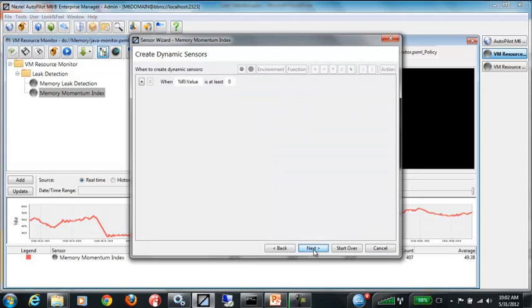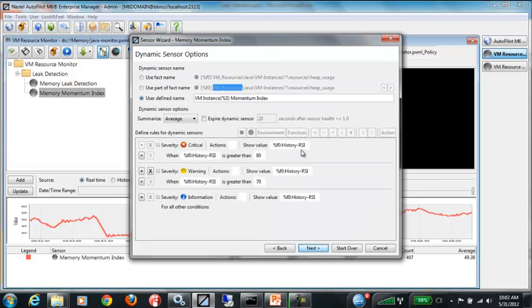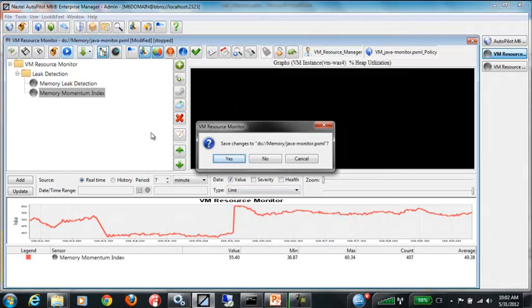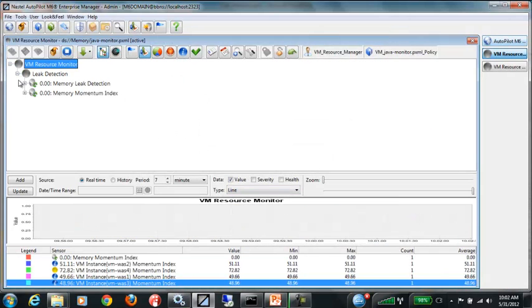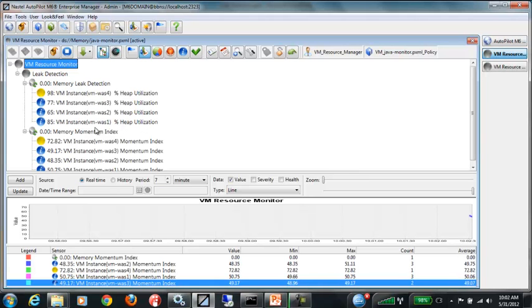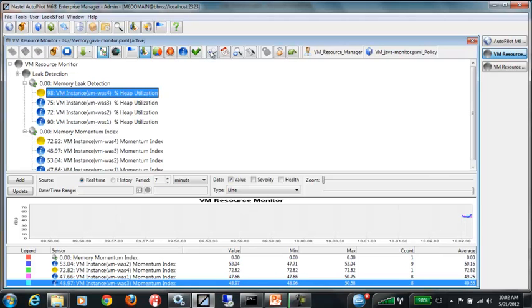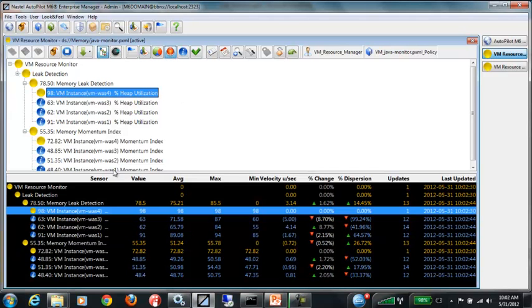The only difference is that the value we're displaying is the RSI itself instead of the heap utilization. So again, I'm going to turn this back on, and we're going to see that our RSI is dropping a little bit because, again, there are no more allocations in the JVM. So this specific JVM memory allocation has plateaued.